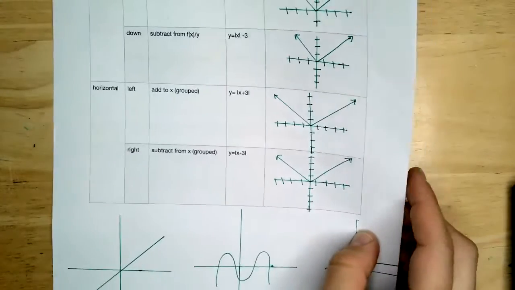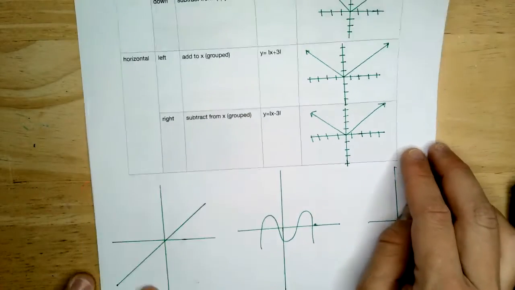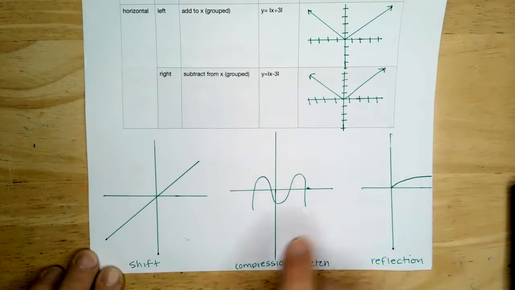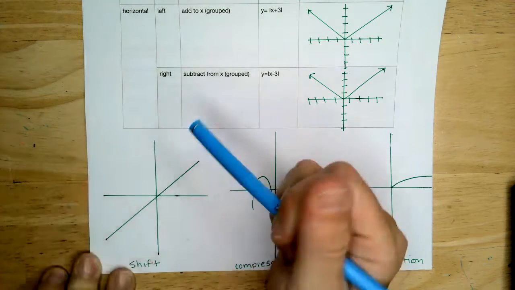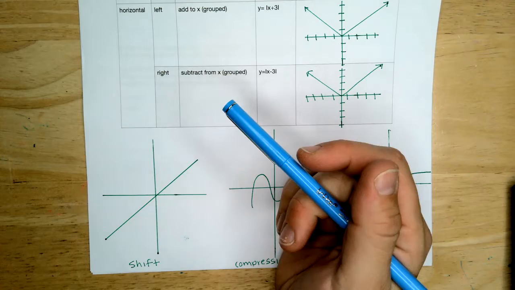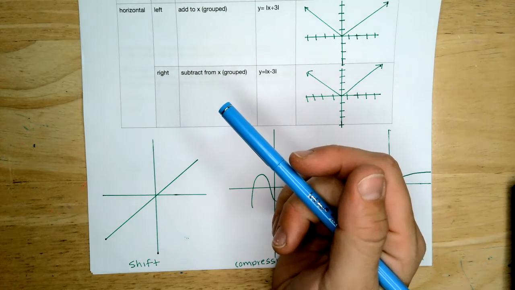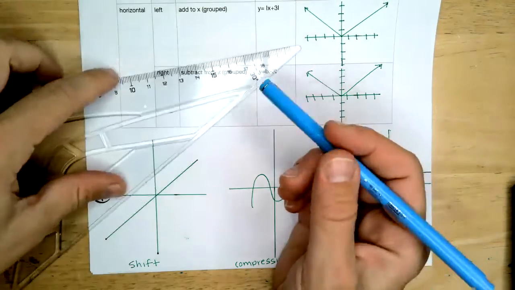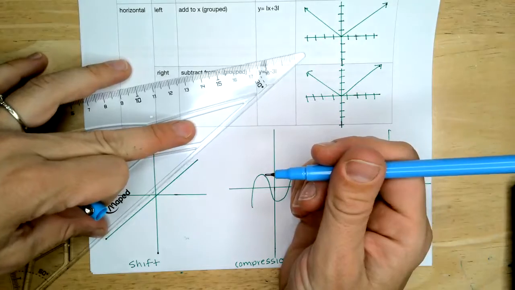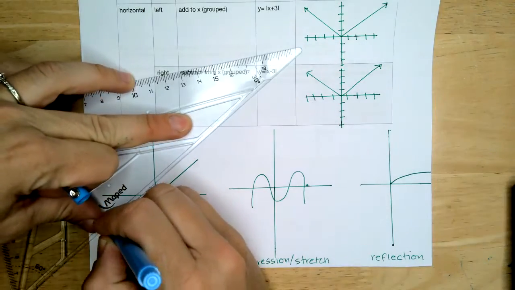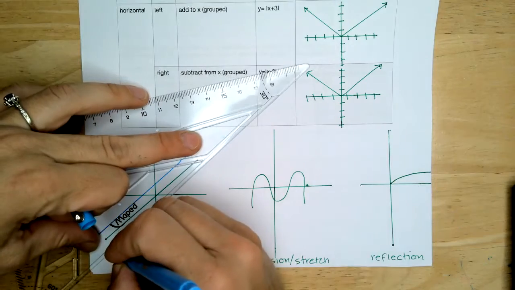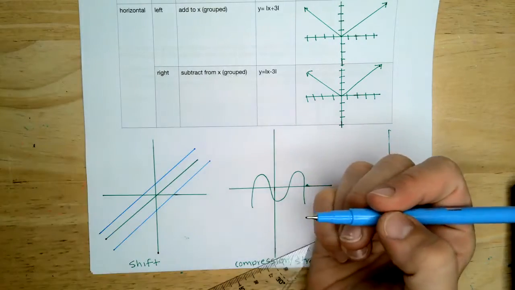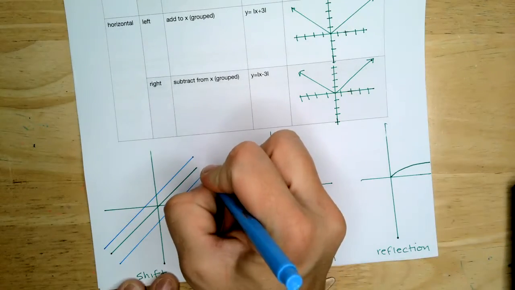Okay, so let's first just outline what the 3 different types of transformations are. So we have shifts, we have compressions or stretches, and then we have reflections. So a shift just means that I'm going to take that exact graph and move it. So it's a parallel line. It's just not in the exact same place it was before. So those are examples of shifts.